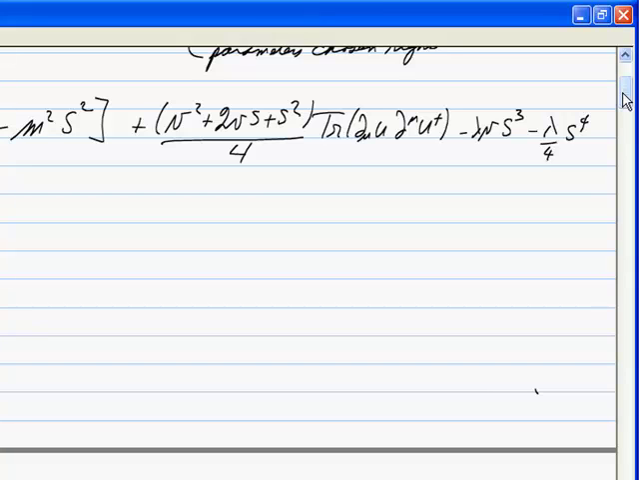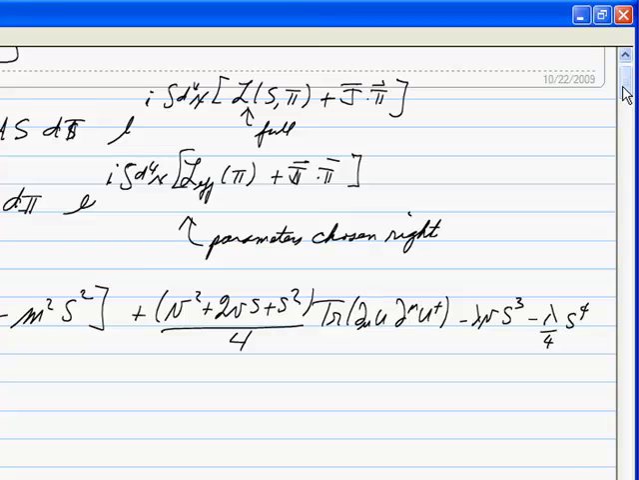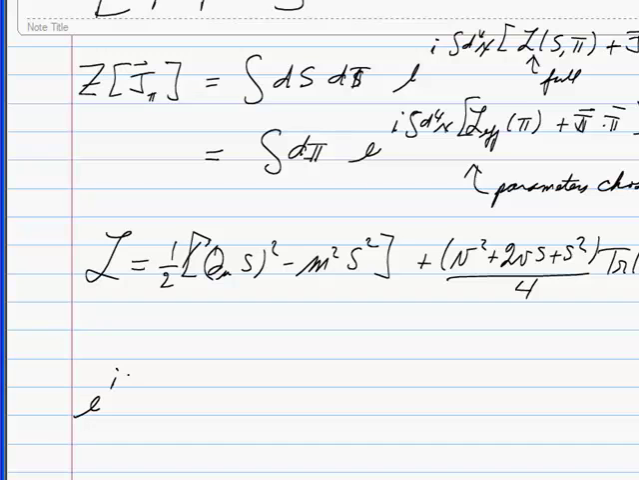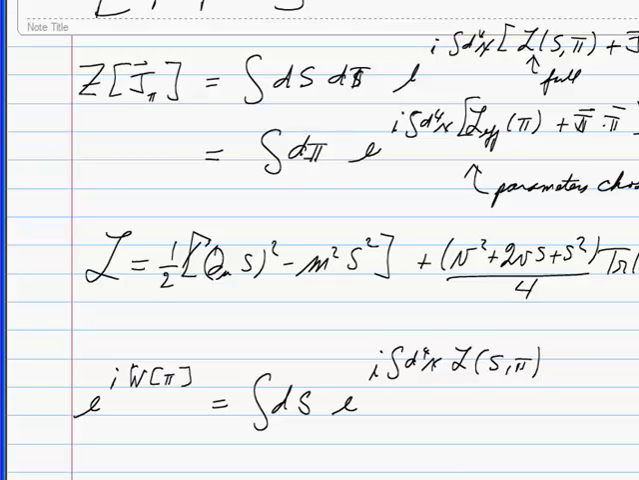We can actually do a good job of it right here in class of looking at what the answer looks like. What I'm going to do right now is neglect these for the moment, and do the calculation neglecting those. It's almost the whole calculation because those guys don't enter a whole lot. But let's just see what it looks like. So what we're after here is e to the i W of pi, which is the effective Lagrangian, is the integral ds of e to the i L of s and pi. Okay, so let's just imagine we're going to calculate that.